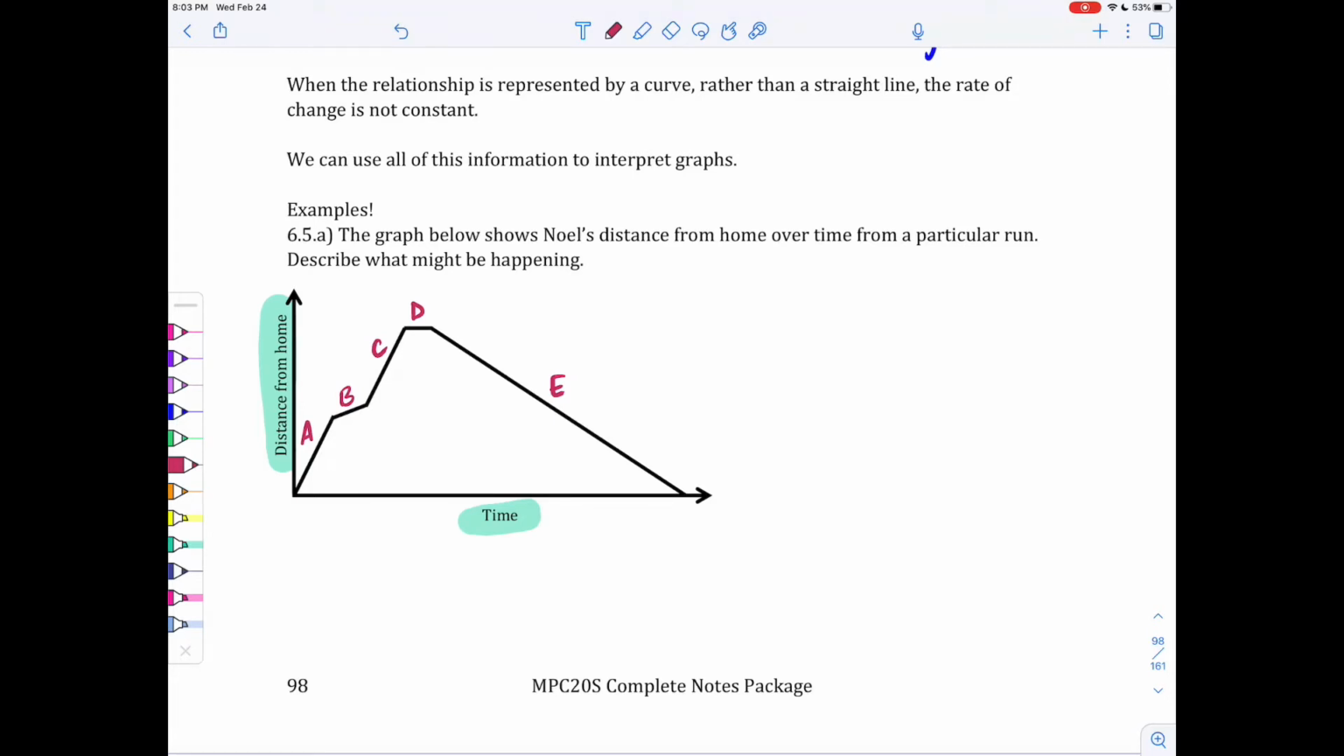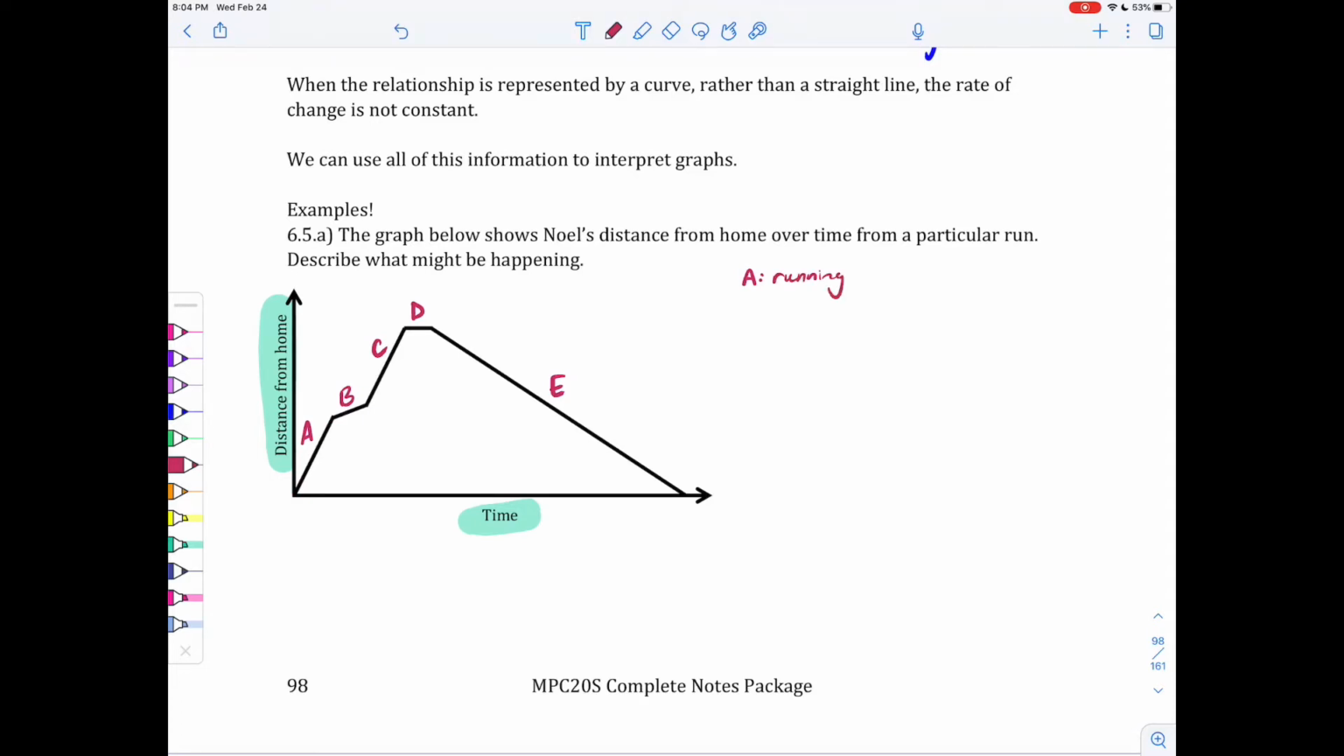Now we can label what's happening at each of these segments, now that they're nicely labeled. If this is Noel's distance from home during a run specifically, so he's out for a run, what's happening at each of these points? Here, he's probably running. We could say that he is maybe running.